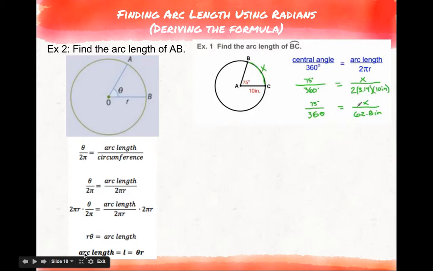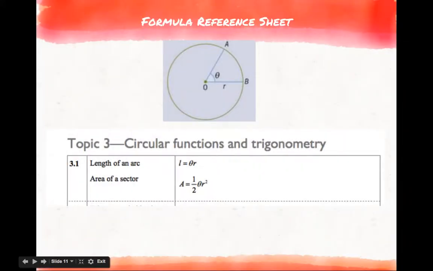So I rewrote it one more time. Your arc length is equal to L. On your formula reference sheet, they give you this, and they call it L, and they write it as radius times theta, but they do theta times radius instead. Let me show you that formula reference sheet. Here it is, the length of an arc, they use L, they write it as theta, which is radians, times your radius, whatever measurement this is.